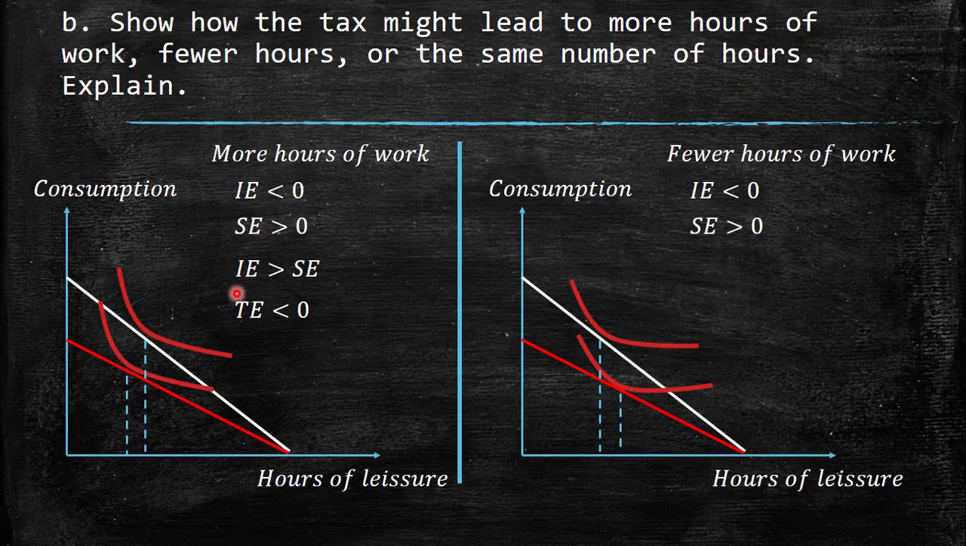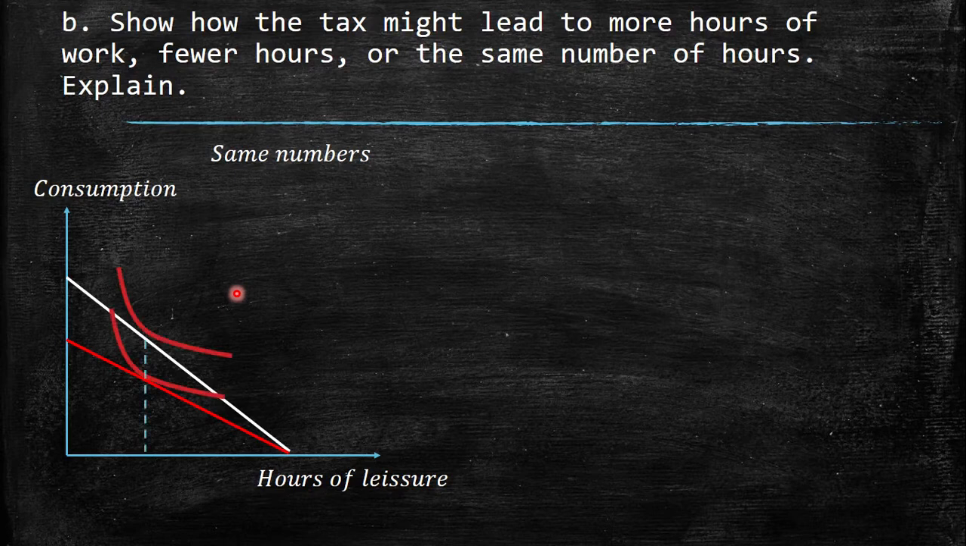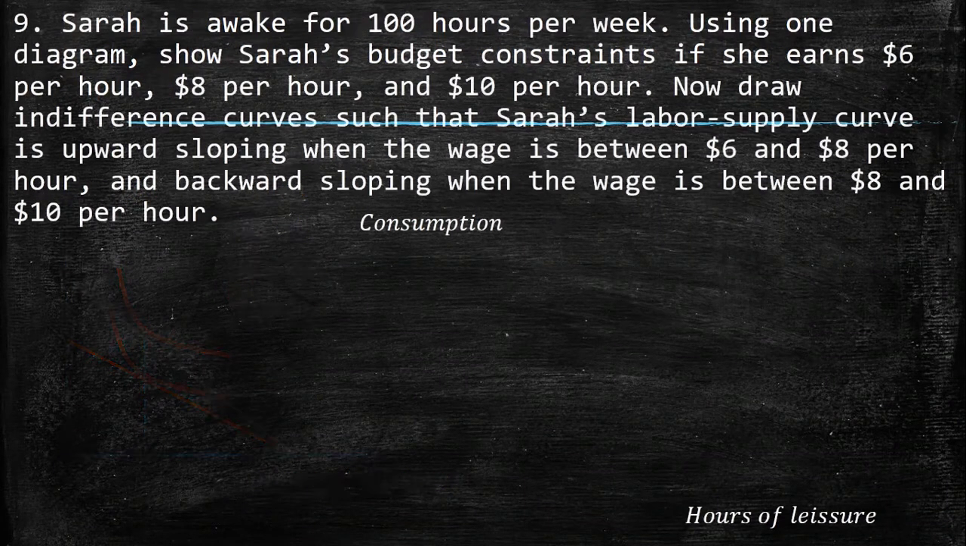The other situation is the opposite. The income effect is lower than the substitution effect, so for this reason the total effect is higher than 0. And this should be the case where the income effect is exactly equal to the substitution effect, so then the total effect is equal to 0.